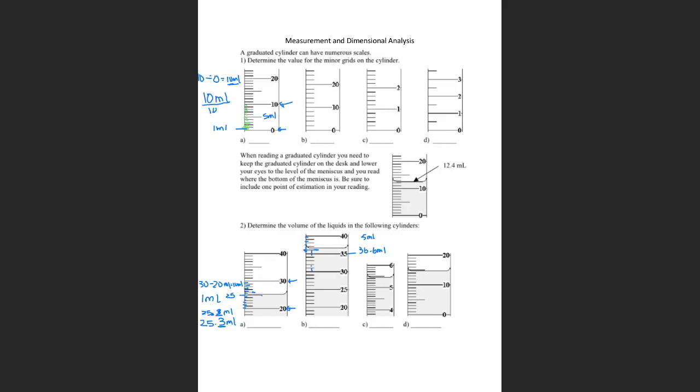So for this third one here, let's see. This is 5 and this is 6. So the difference between these two is 1 milliliter, right? So this time I have 1 milliliter, and 1 milliliter has to be spread over 1, 2, 3, 4, 5, 6, 7, 8, 9, 10. 1 milliliter divided by 10 spaces.